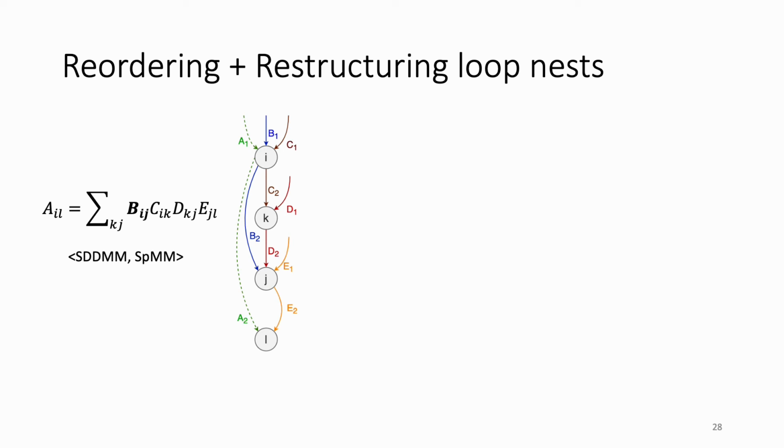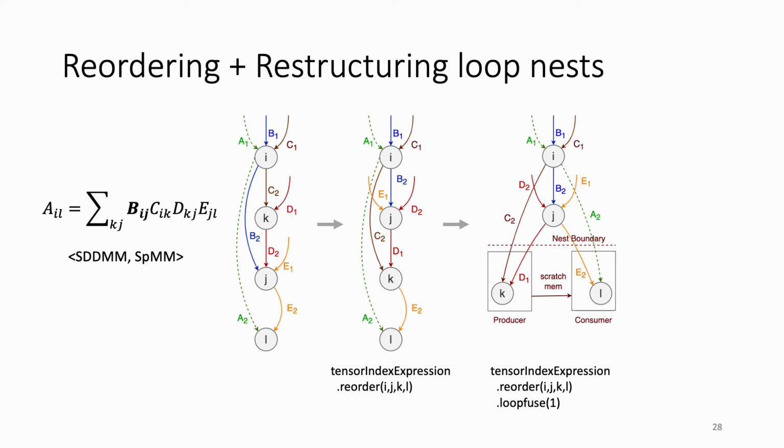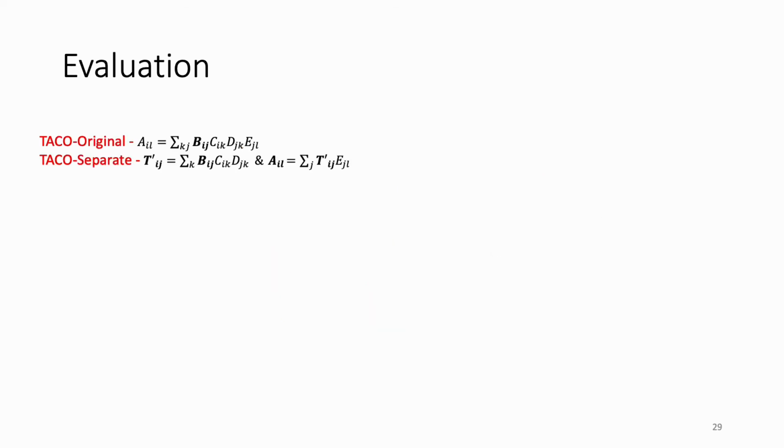However, it is possible to arrive at the same branched iteration graph as the previous example. To do that, first, we can reorder the loops in i, j, k, and l order, and then apply the loop nest restructuring algorithm. This example shows how different loop permutations can lead to different loop nest structures for the same kernel. We compare our results with the kernels generated by Taco.